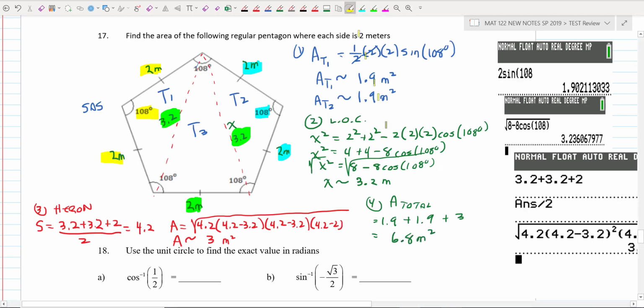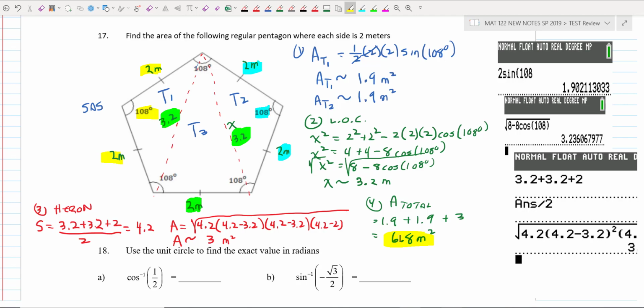There's a lot of work to that problem. It's kind of a nice problem. I like these problems because there's a lot. If you look at this problem, it's a beautiful problem. You had to use the side angle side area of a triangle. You had to use Heron's formula. You had to use law of cosines. It's all there. Great problem.